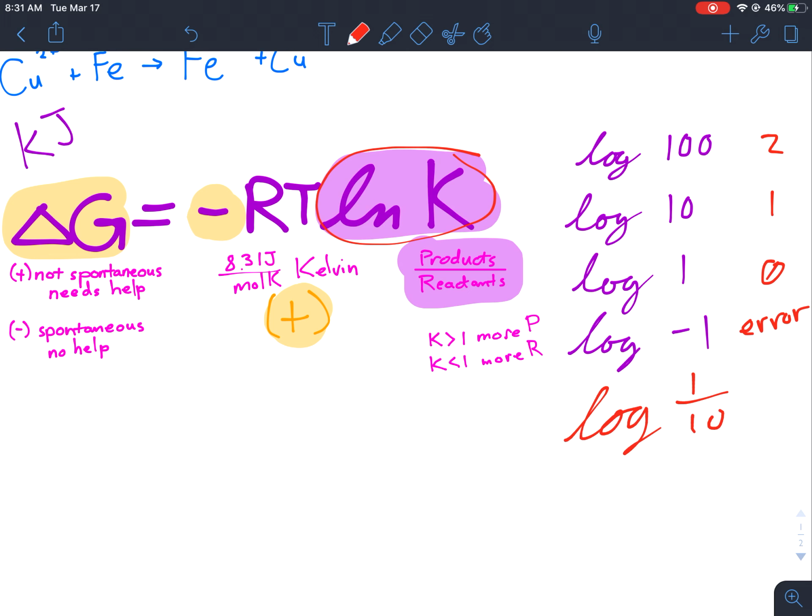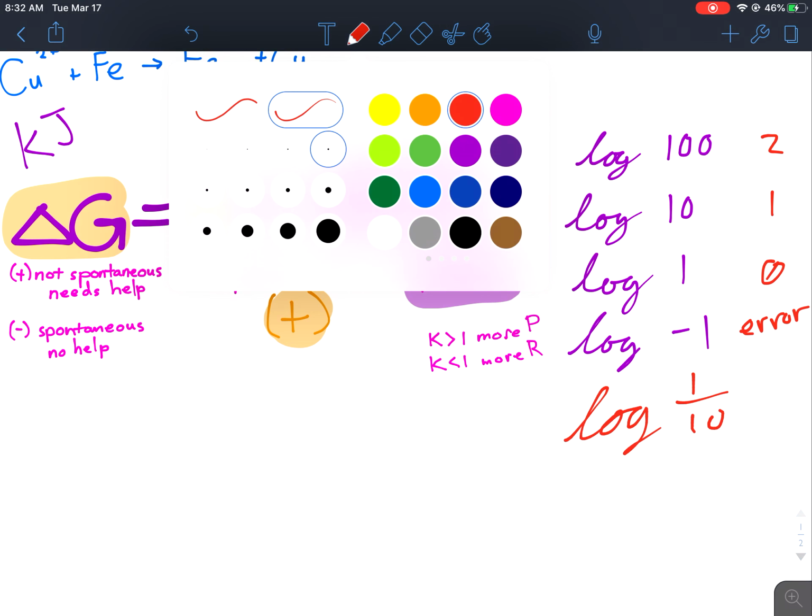So think about what that means. If you have more products than reactants, then you will get a positive number from your ln K. If you have more reactants than products, you will get a negative number from your ln K. Okay, so let's deal with these numbers one more time. Let me give you the two scenarios.